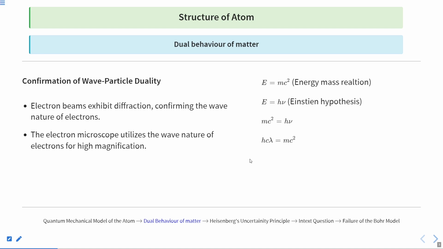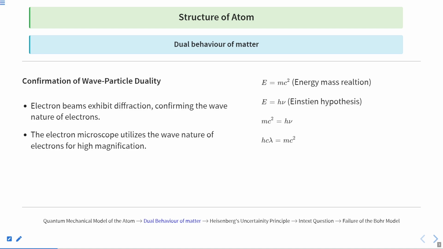Now if you find lambda here, one c will be cancelled out. Now this c and c will be cancelled out and we will get lambda is equal to h by mc. Here c is the speed of light, and m is mass. Mass into velocity will give us momentum. So in this way your formula was formed.